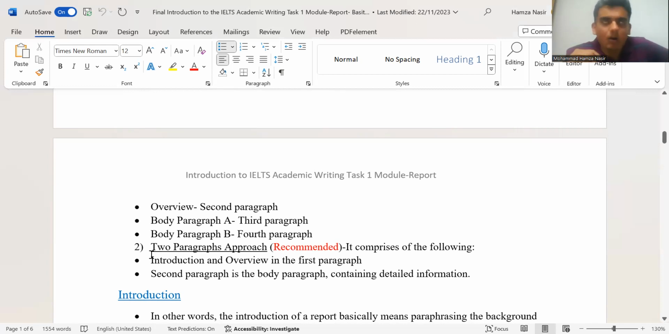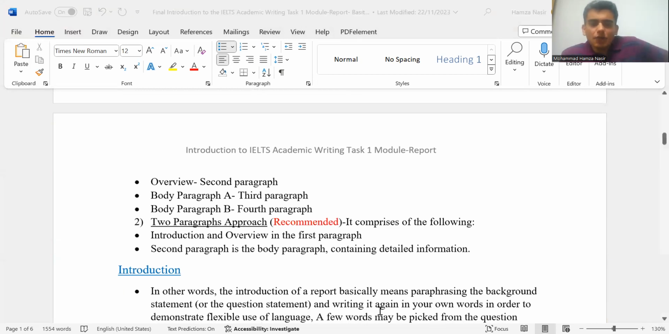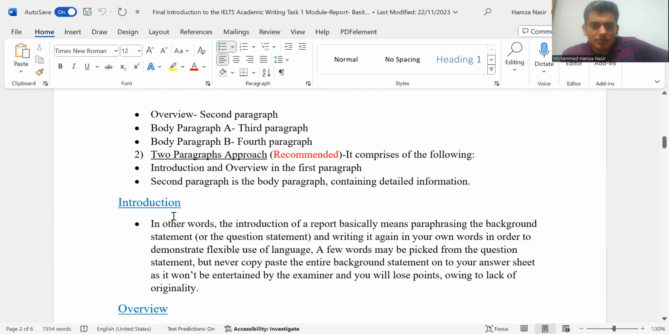So what are the constituents of the 2-paragraph approach? Well, you've got your introduction and overview in the very first paragraph, and then your second paragraph is the body paragraph, which contains detailed information, right? So first of all, obviously you talk about the introduction. In other words, the introduction of a report basically means paraphrasing the question statement and writing it again in your own words in order to demonstrate flexible use of language, okay?